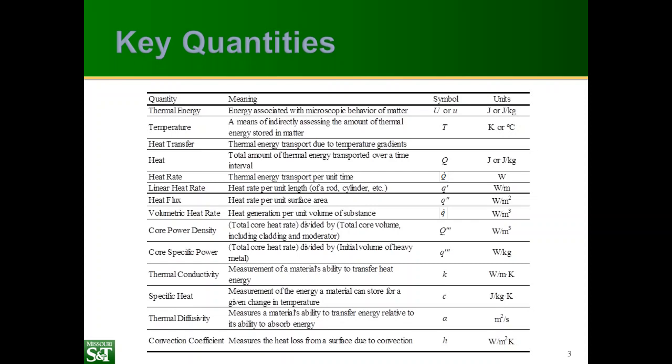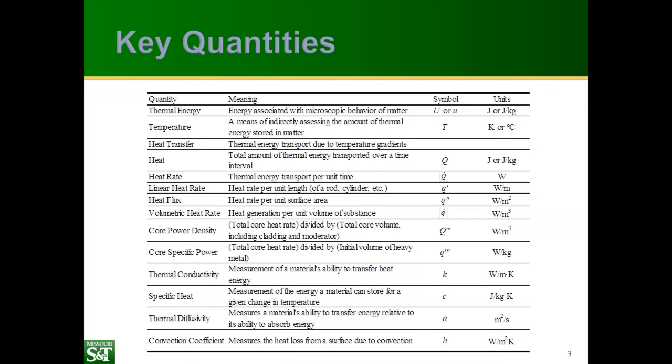The next couple pertain directly to nuclear engineering. First is the core power density, which is the total core heat rate divided by the total core volume, not just the fuel, but including the cladding and moderator. And the core specific power is the heat rate divided by the initial volume of fuel, of heavy metal.